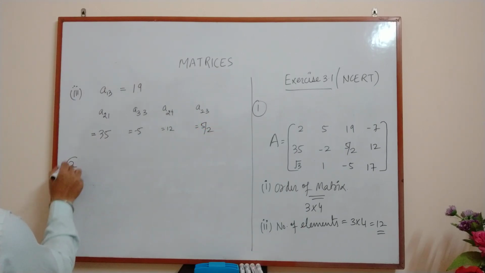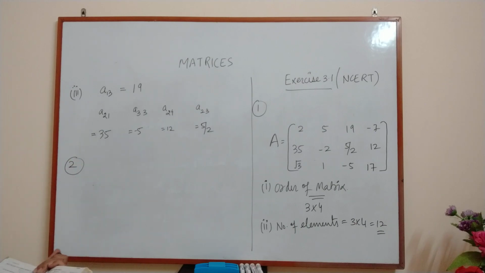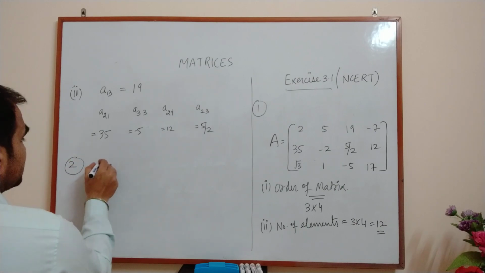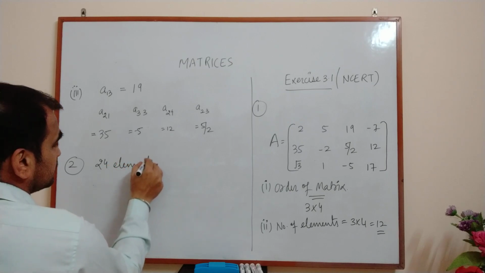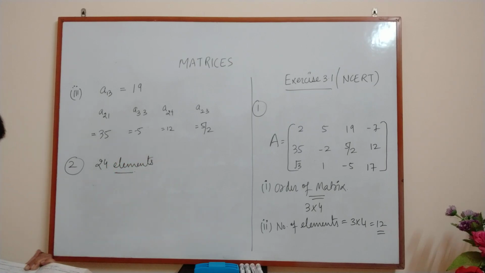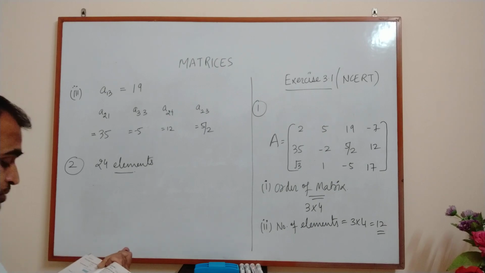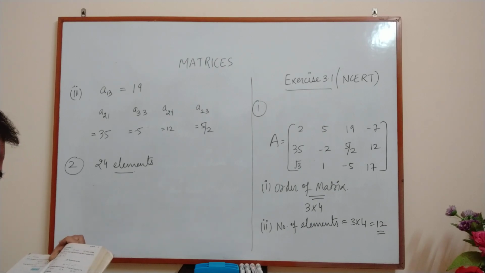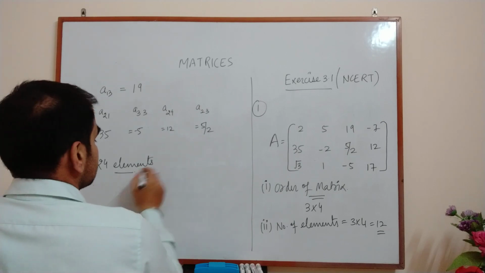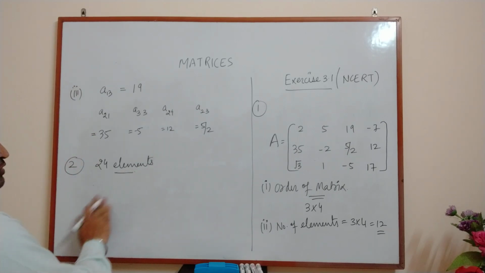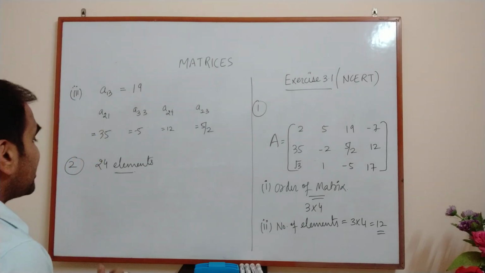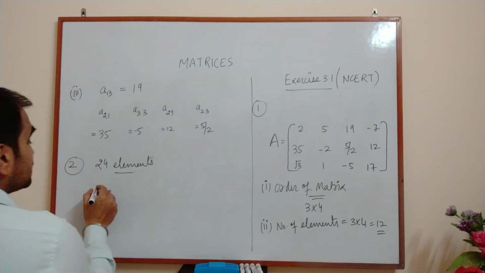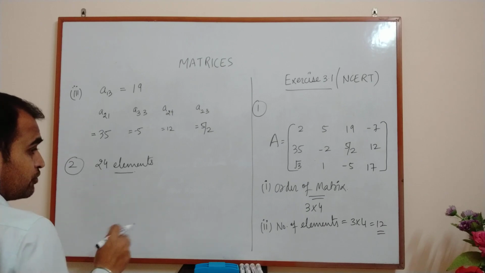So question number 2 is: if a matrix has 24 elements, what are the possible orders it can have? What if it has 13 elements? A matrix has a total of 24 elements, and we have to find what are the possible orders it can have. So see, what are the possibilities of having 24 elements?